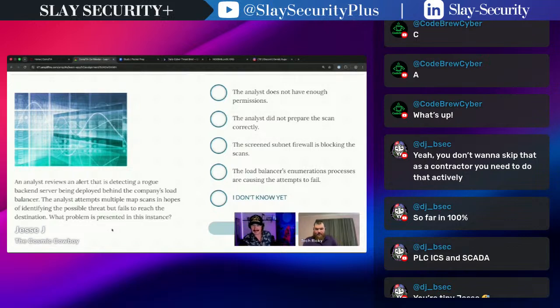Yep, I'm going with the firewall because at this point, if the analyst is running a scan, I'm going to assume that permissions are good. Sure. And I don't know how you cannot really prepare a scan correctly. I'm assuming he's just clicking a button. He shouldn't be going through the load balancer because that's the front face, and he should be behind it. So he's going to be coming internally. Yeah, I'm going to go with C.